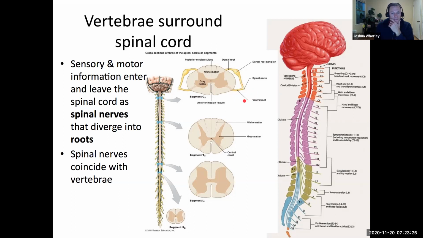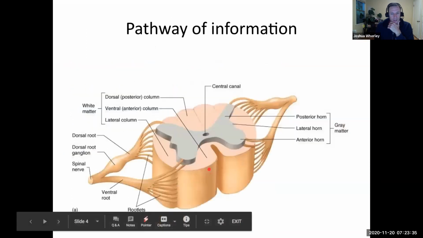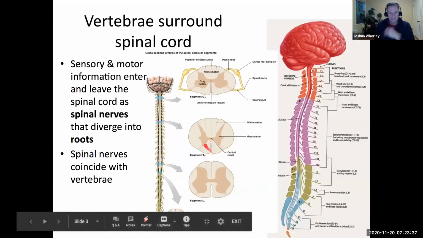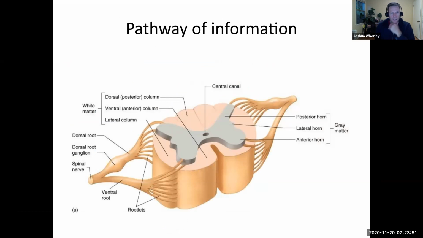Right? Okay. The other thing to recognize here is that we have this dark portion here in the center. That's our gray matter. And then this pale portion outside, this is white matter, right? All peripherally here, posteriorly and anteriorly, right? This is all white matter. Okay, let's take a closer look at this.